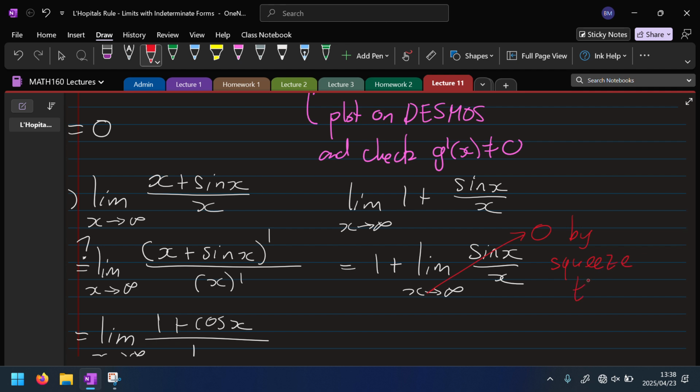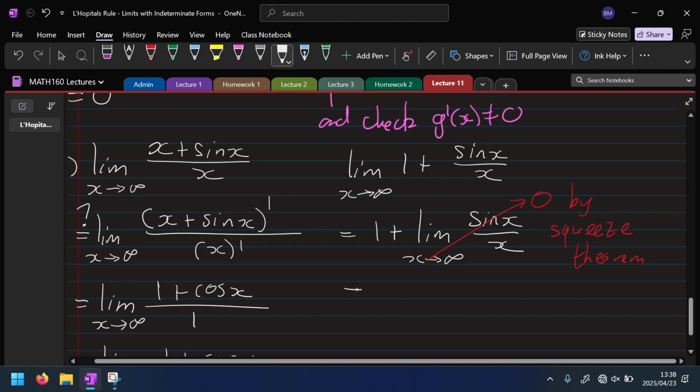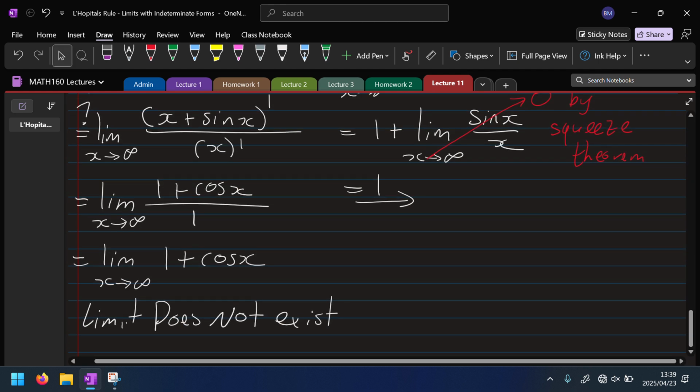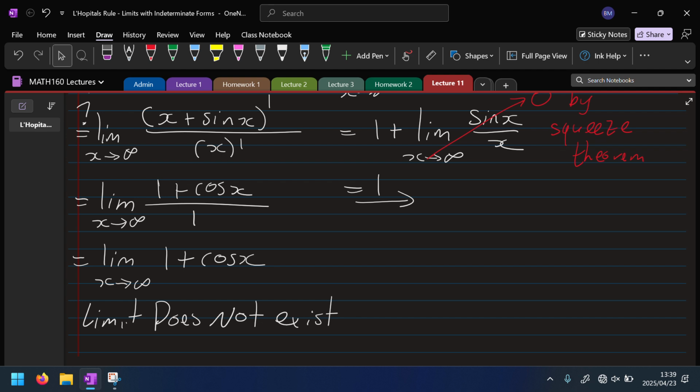Okay, I hope you haven't forgotten about the squeeze theorem. So here we get the limit is 1. So that's the correct answer. If we use L'Hopital's rule, we get does not exist, but that's completely wrong. Why? Well, we didn't check condition number 4. The limit must exist. In this case, the limit doesn't exist, so L'Hopital's rule cannot be used.